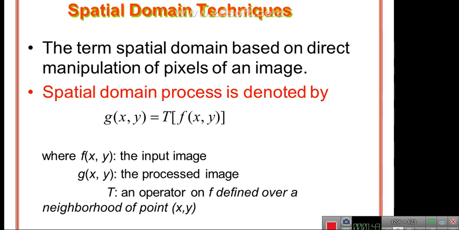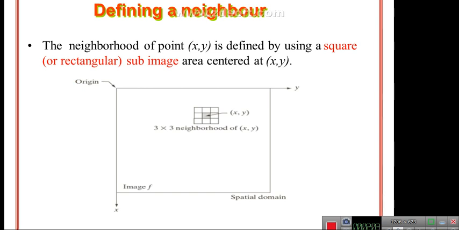Here the spatial domain process is denoted by g of x comma y is equal to T of f of x comma y. Here f of x comma y is the input image, g of x comma y is the processed image. Here T is an operator on f defined over a neighborhood of point x comma y. How to define a neighborhood? The neighborhood of point x comma y is defined by using a square or rectangular subimage area centered at x comma y. This picture shows the 3 cross 3 neighborhood of x comma y.